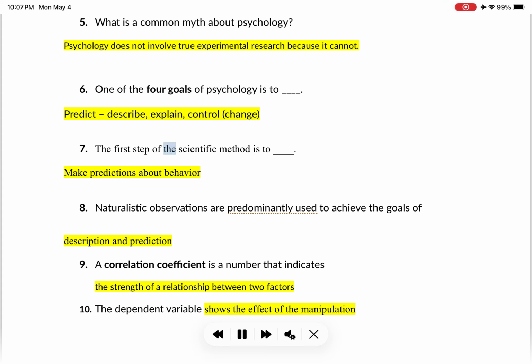The first step of the scientific method is to make predictions about behavior. Naturalistic observations are predominantly used to achieve the goals of description and prediction. A correlation coefficient is a number that indicates the strength of a relationship between 2 factors. The dependent variable shows the effect of the manipulation.